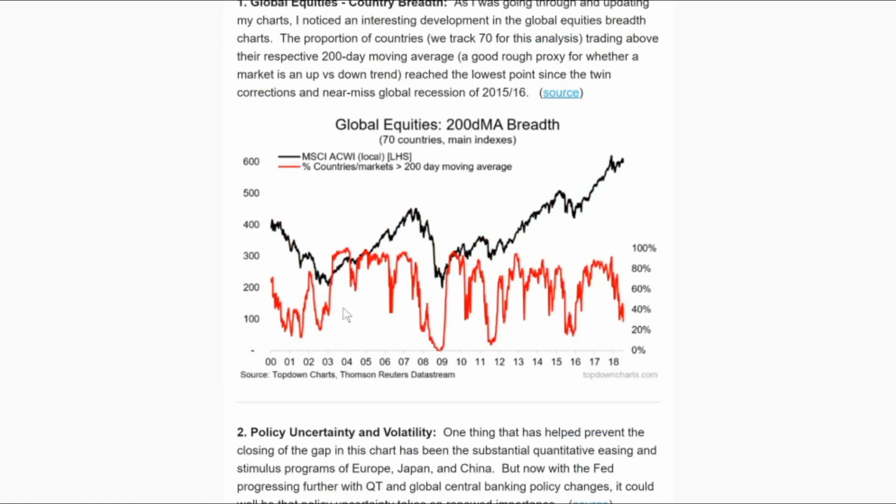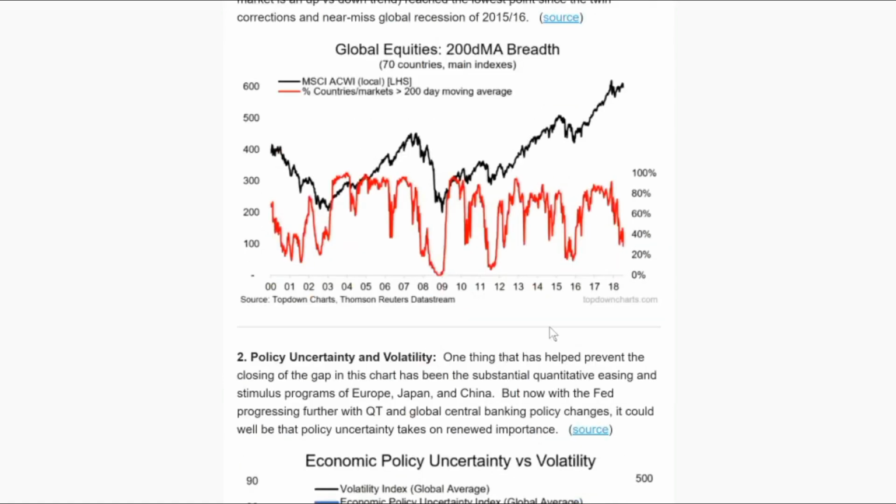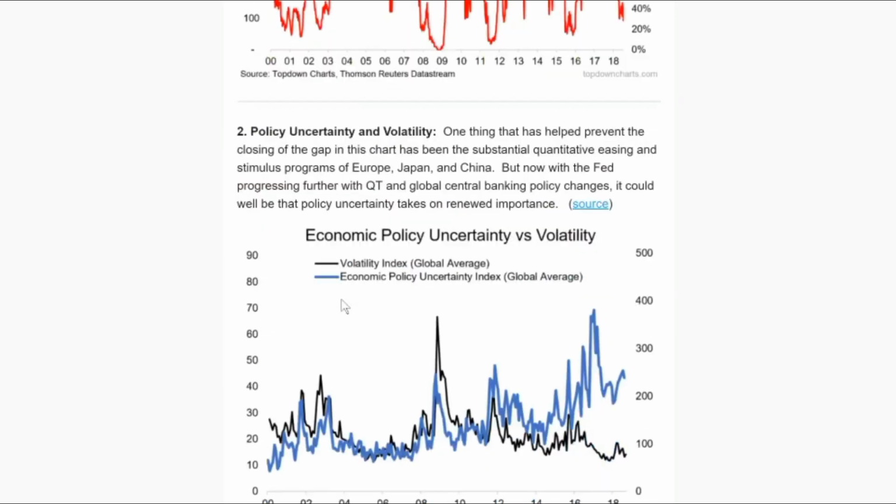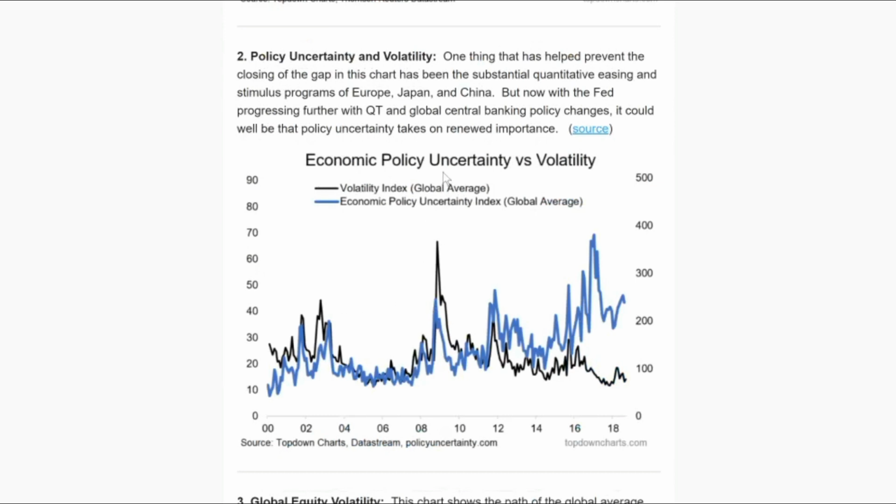The other thing this kind of indicator does is give you overbought or oversold signals as well. You can see when it was at its worst in 2009, 2011, and even in 2016, that actually proved to be decent buying opportunities. Of course, in the more steady bear market of 2000 to 2003, it weakened down to those weak breadth levels across countries and stayed around that level. This is one to be cautionary about. Policy uncertainty and volatility.